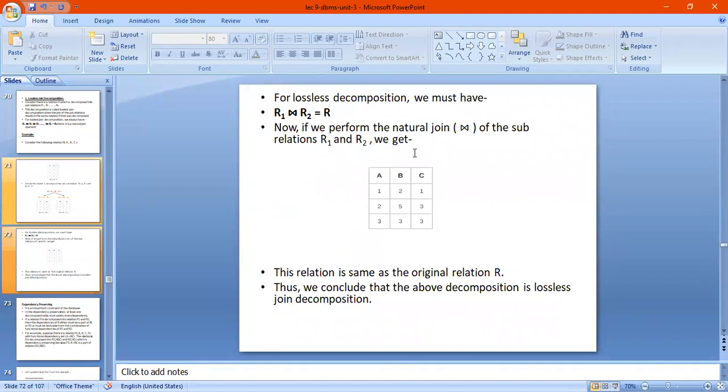Now, if we perform the natural join of the sub-relations R1 and R2, we get this. Whatever was the input, the same output we get. That is, the relation is the original relation R. This relation is the same as the original relation R. Thus, we conclude that the above decomposition is a lossless join decomposition.